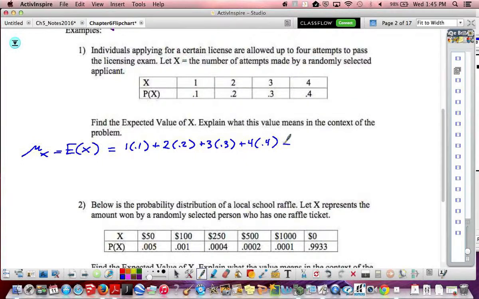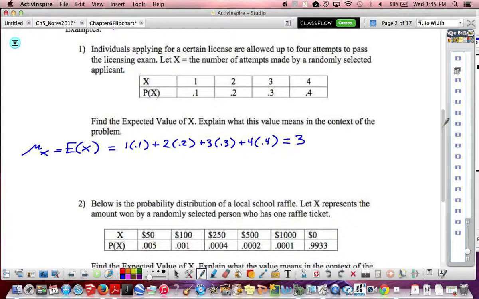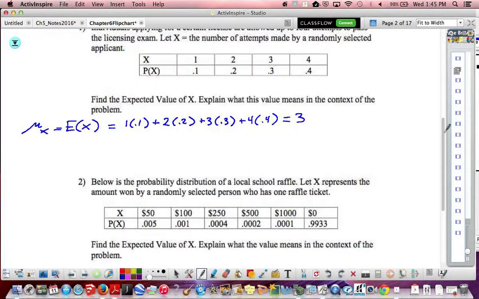That's a nice number. That usually doesn't happen for a mean of a random variable. So we get 3. So the question becomes, what does that actually mean in the context of the problem?